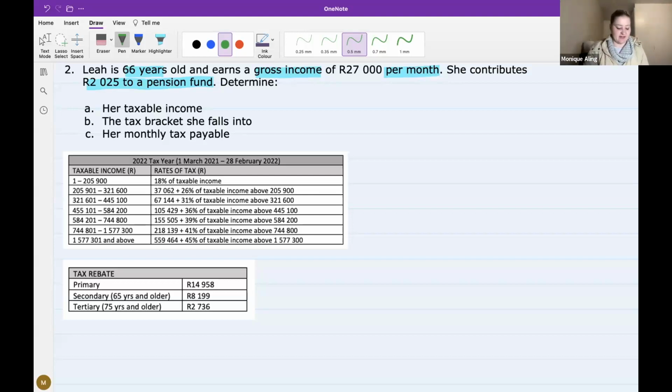Let me check Oratile. If we have answers, let's see them. Oratile, just remember to also times the pension by 12. So everything that was given to us is monthly: her monthly income and her monthly pension contribution. Otherwise, right method.